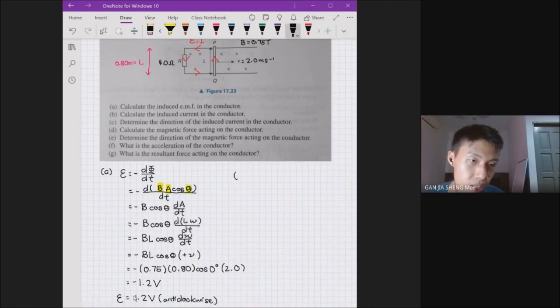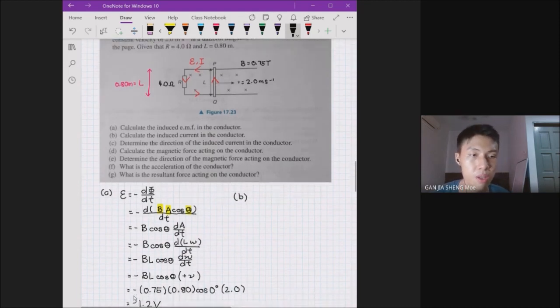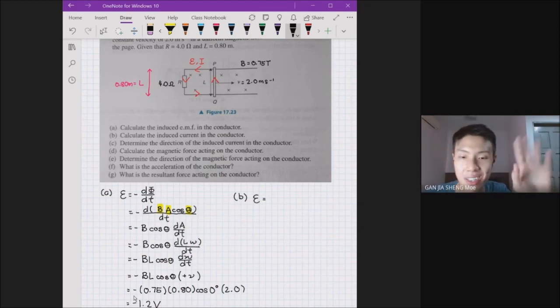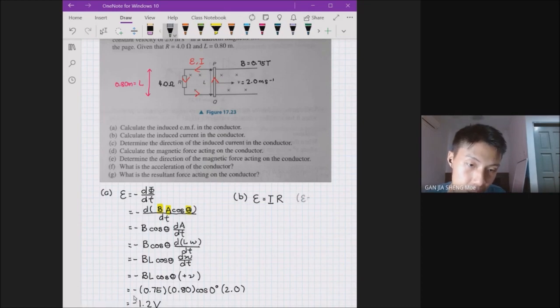Okay, next, they're asked to find the induced current in the conductor. Well, if you know that the loop here has epsilon, but there's no internal resistance, this kind of thing over here. So there's only one resistance, so it's just IR. Okay, last time you have learned that epsilon is equal to I small r plus R. But here there's no such thing as internal resistance, so it's just epsilon equals IR.